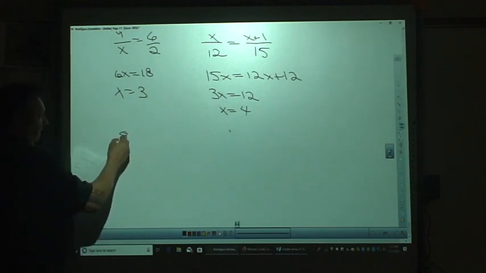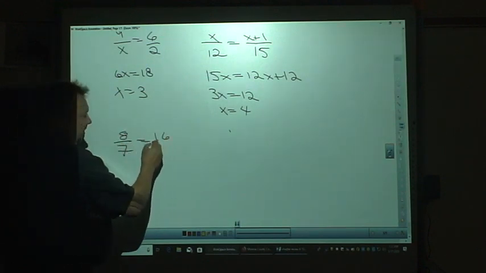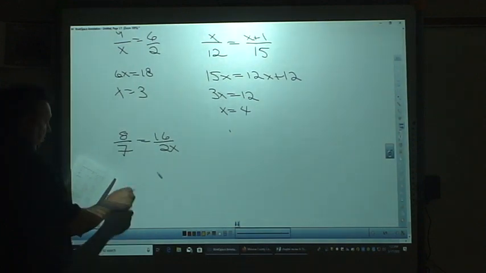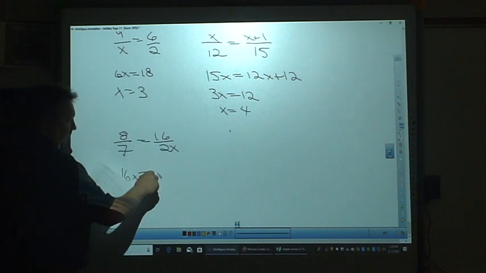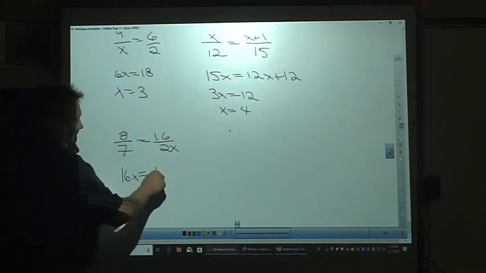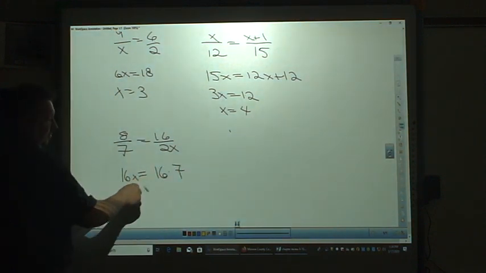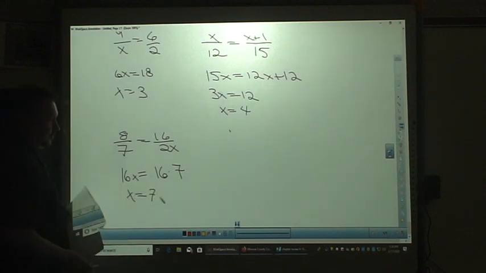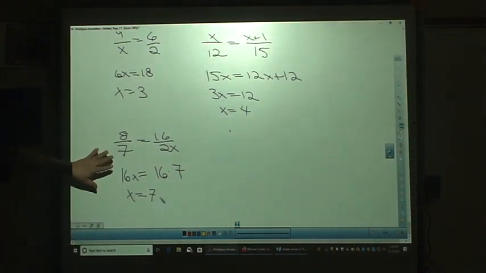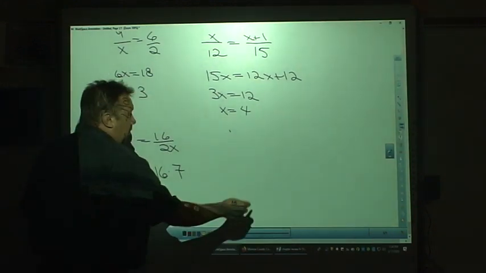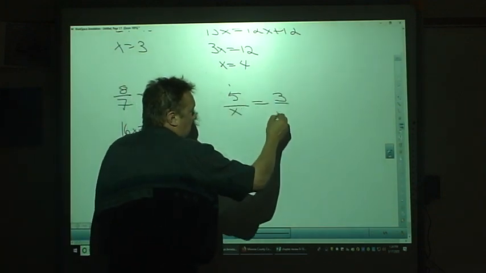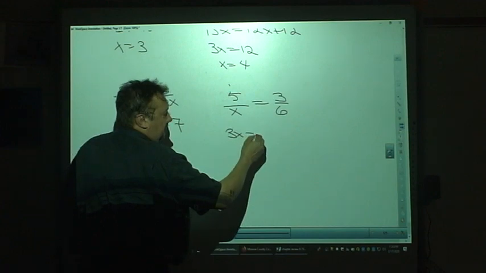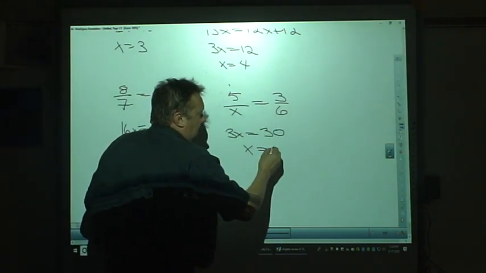Next question, we'll have 8 over 7 equals 16 over 2x. When we cross multiply, we get 16x equals 16 times 7. The 16s are just going to cancel, so we have x equals 7. All of those are very straightforward. For 10, we're going to set up a proportion again using the parts that are the same. 3x equals 30. X equals 10.